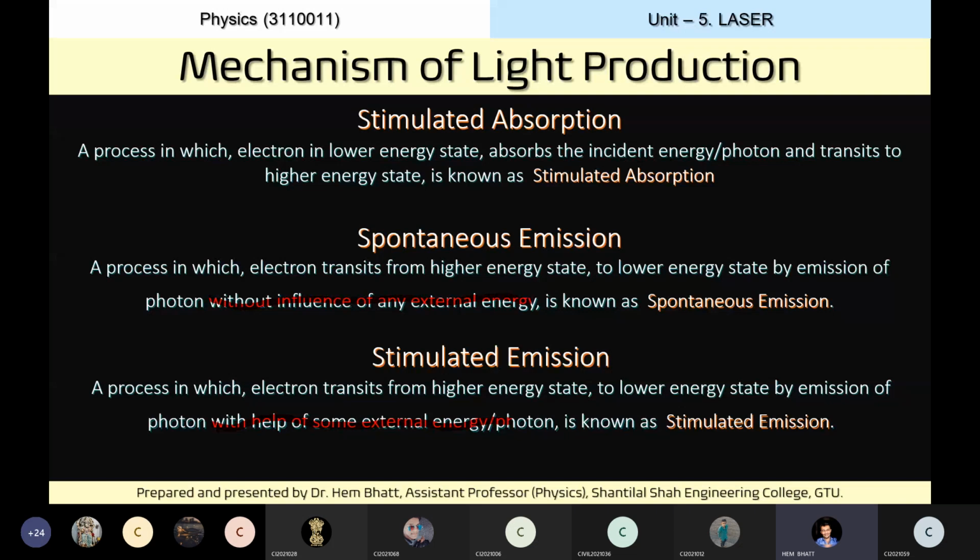Laser શેમાંથી મળે? Which of these two will get us laser? Spontaneous emission or stimulated emission? To produce laser, what do we need? Stimulated emission. નામમાં જ છે, જો લેસરનું ફૂલ ફોર્મ જોવો એમાં જ છે, stimulated emission, light amplification by stimulated emission. જો સ્પોન્ટેનિયસ એમિશન થાય તો કઈ લાઇટ મળે આપણને? ઓર્ડિનરી લાઇટ. Spontaneous emission gives us ordinary light.